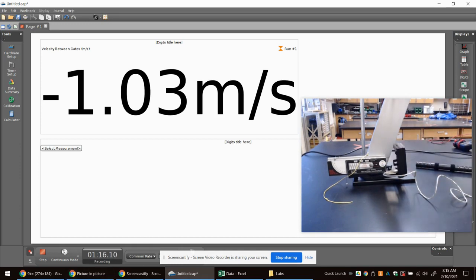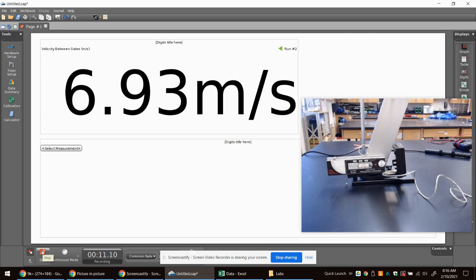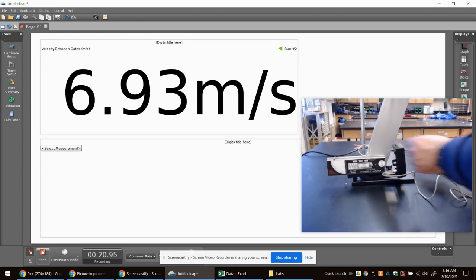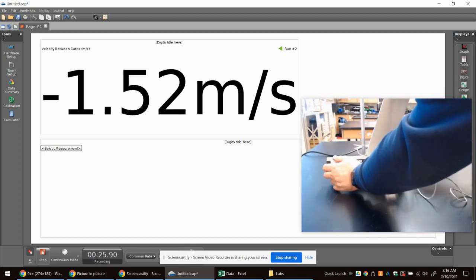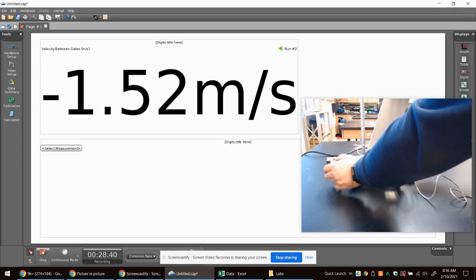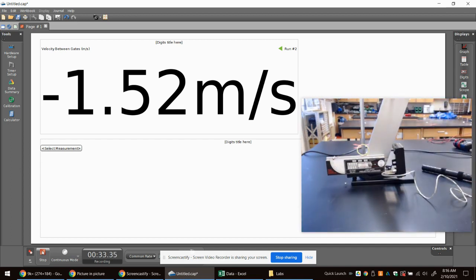Again, I am going to reset my photo gates. I'm going to grab the string and lift. And I get about 6.93 meters per second. I'm going to do that one more time. That value is a little bit lower than I would have expected. I think the ball may not have been completely seated in the back. Sometimes it rolls forward a little bit. You have to be careful that it is seated correctly back there as we do this.